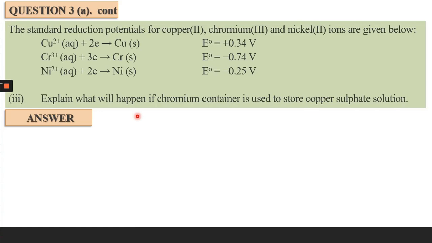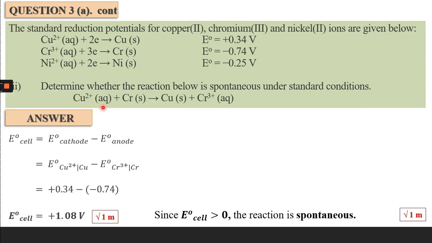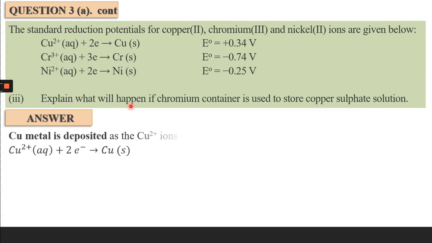Question number 3. What will happen if chromium container is used to store copper sulfate solution? This question is actually related to the previous question which the equation has been given. Copper 2 plus aqueous reacts with chromium solid. So when you use chromium container to store copper sulfate, the reaction is spontaneous as we have calculated from number 2. So the copper metal or copper solid is going to be produced as the copper 2 plus ion will undergo spontaneous reduction. So first, copper metal is deposited.